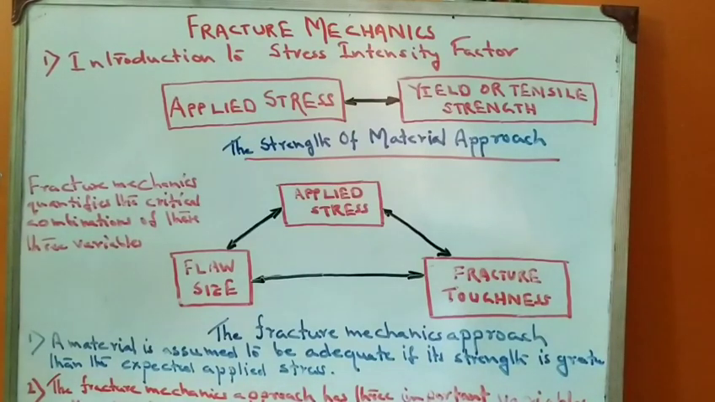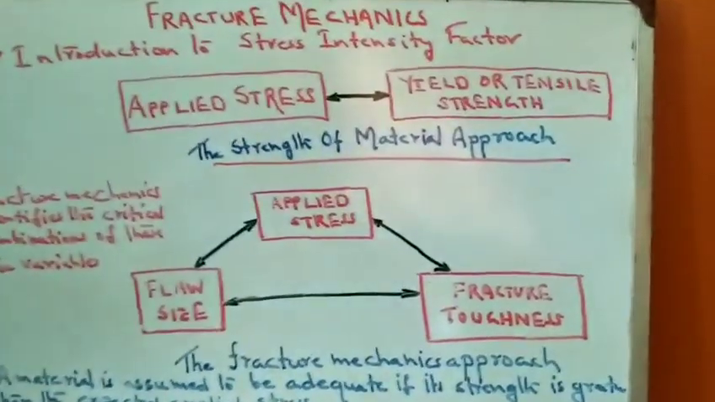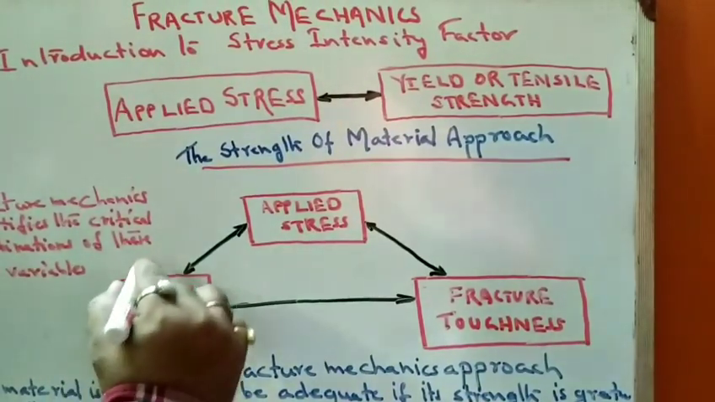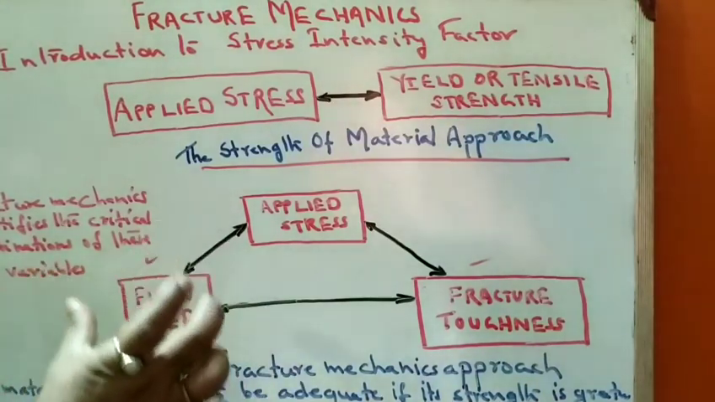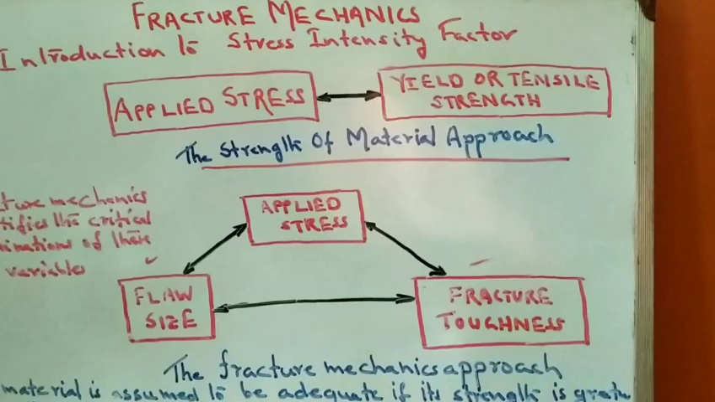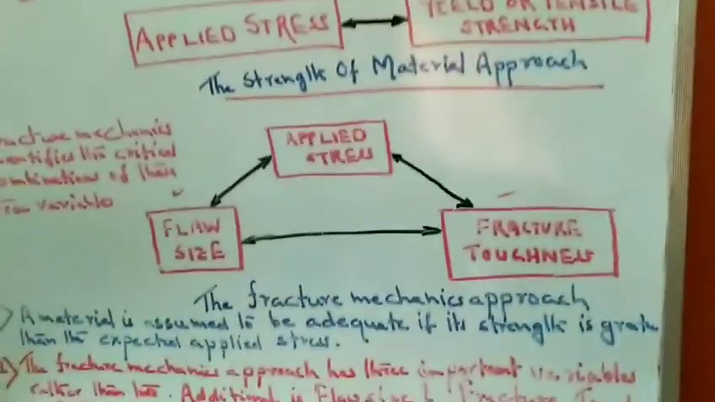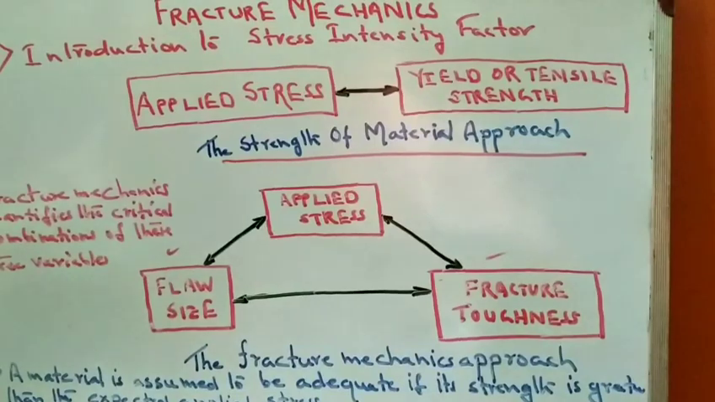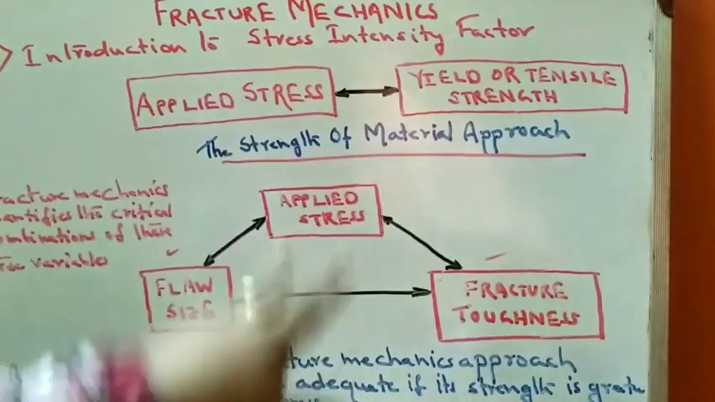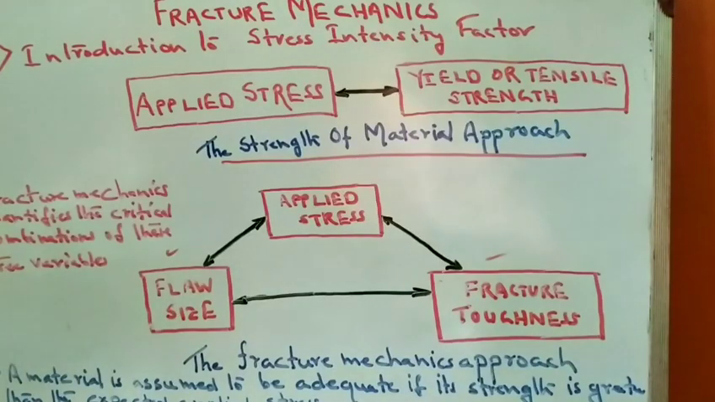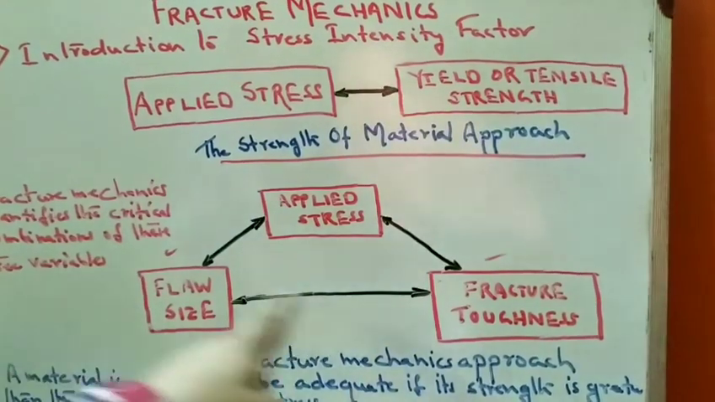Now what is the fracture mechanics approach? Fracture mechanics replaces this term, and two terms are added. One is the flaw size and another one is the fracture toughness. So applied stress depends on two factors: the flaw size and the fracture toughness. The fracture mechanics approach has three important variables rather than two. The additional ones are the flaw size and the fracture toughness.